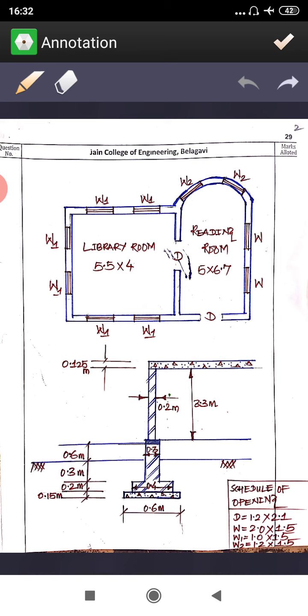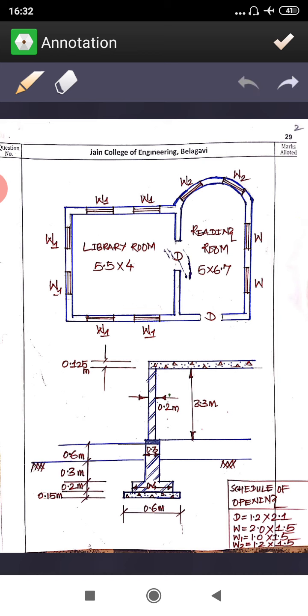And if you see the plan, you will be having two doors with a size of 1.2 into 2.1. Then windows W1, 1, 2, 3, 4, 5, 6. 6 W1s are there. W1 size is 1 meter into 1.5 meter. W2, you will be having two numbers, size is 1.2 into 1.5, and you will be having W3, two numbers with a size of 2 meter into 1.5 meter.